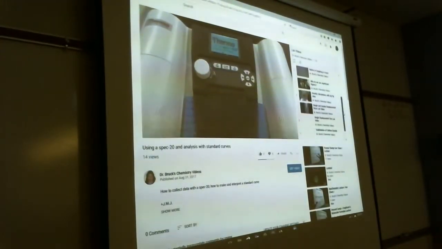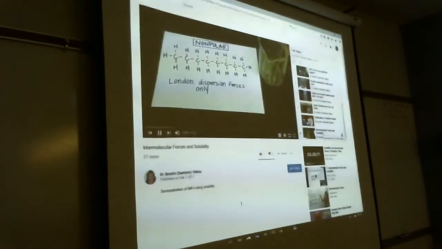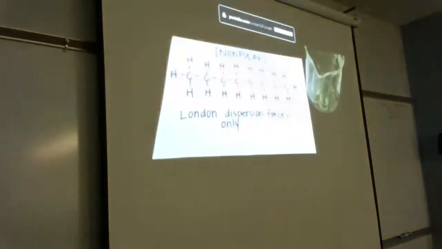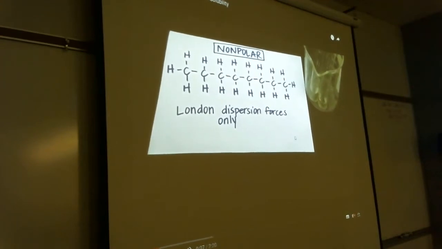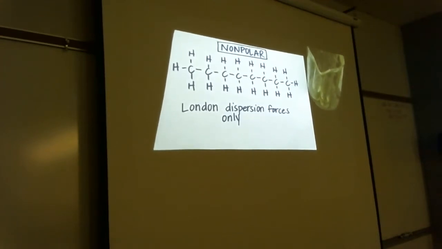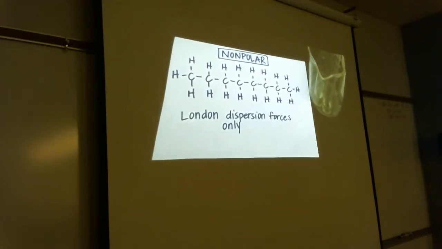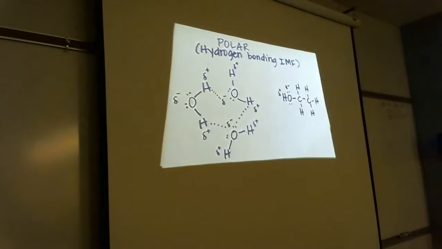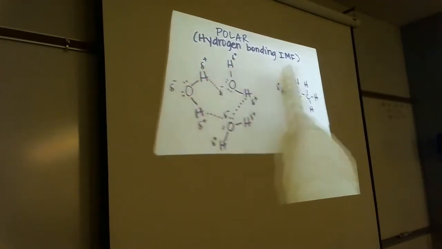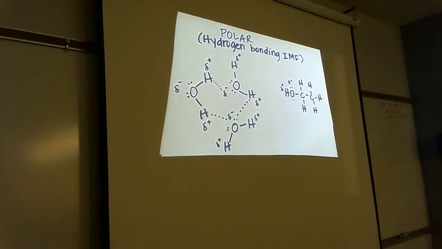We want intermolecular forces and solubility. This video is going to demonstrate the effect of intermolecular forces on physical properties. First we have a nonpolar solvent. This solvent is capable of only London dispersion forces. That means it's going to be incompatible with a solvent that is polar. We have two polar solvents: water on the left and ethanol on the right. Both of these solvents are polar. They're capable of hydrogen bonding.